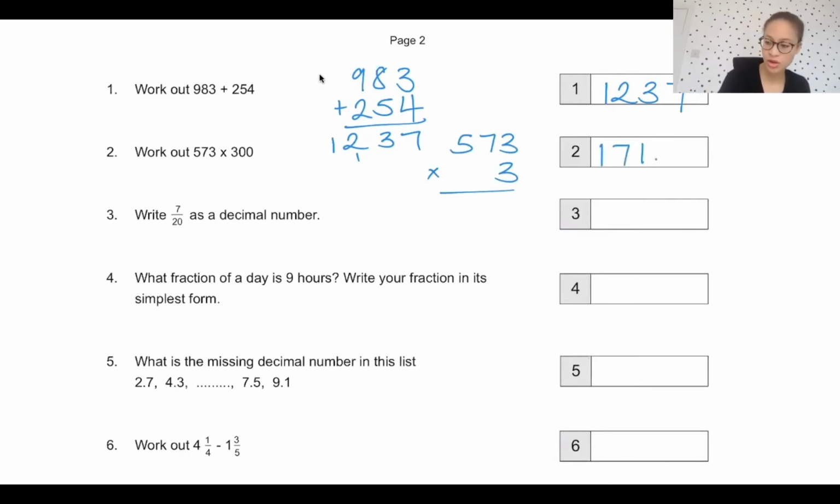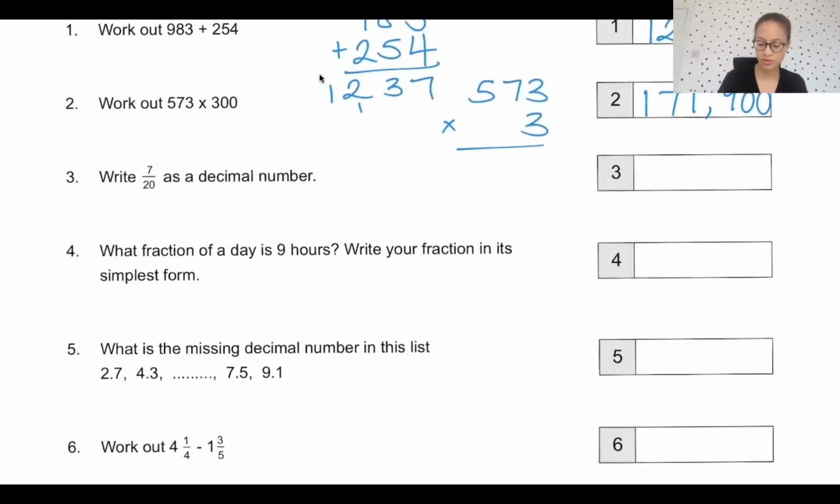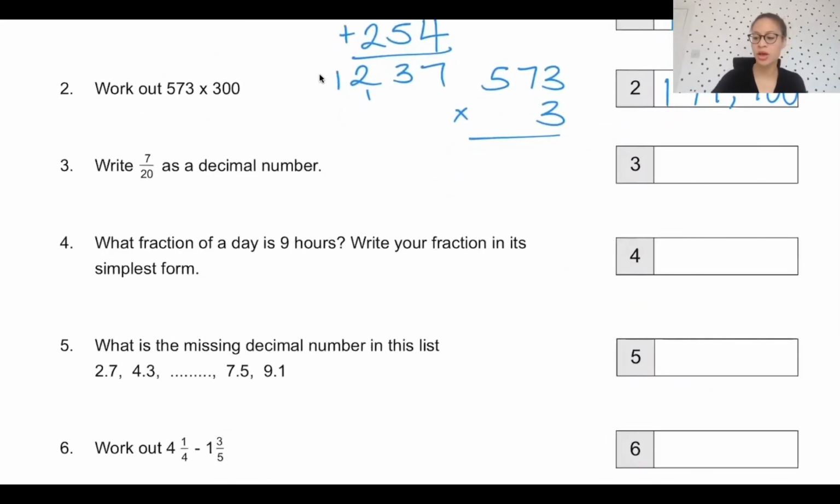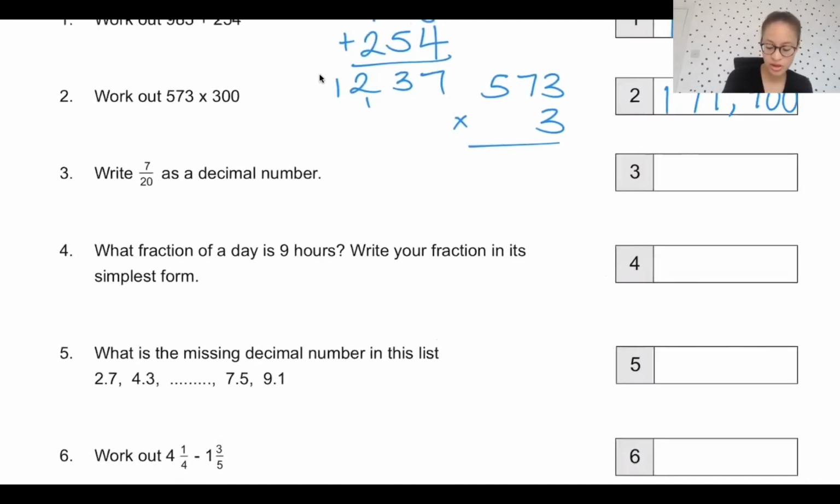So 171,900. 171,900, that number as a whole. And number 3, there are 2 ways of converting this to a decimal. I think possibly the easiest way is to convert it into hundredths and then write that as a decimal. So 7/20 into hundredths, we times by 5.